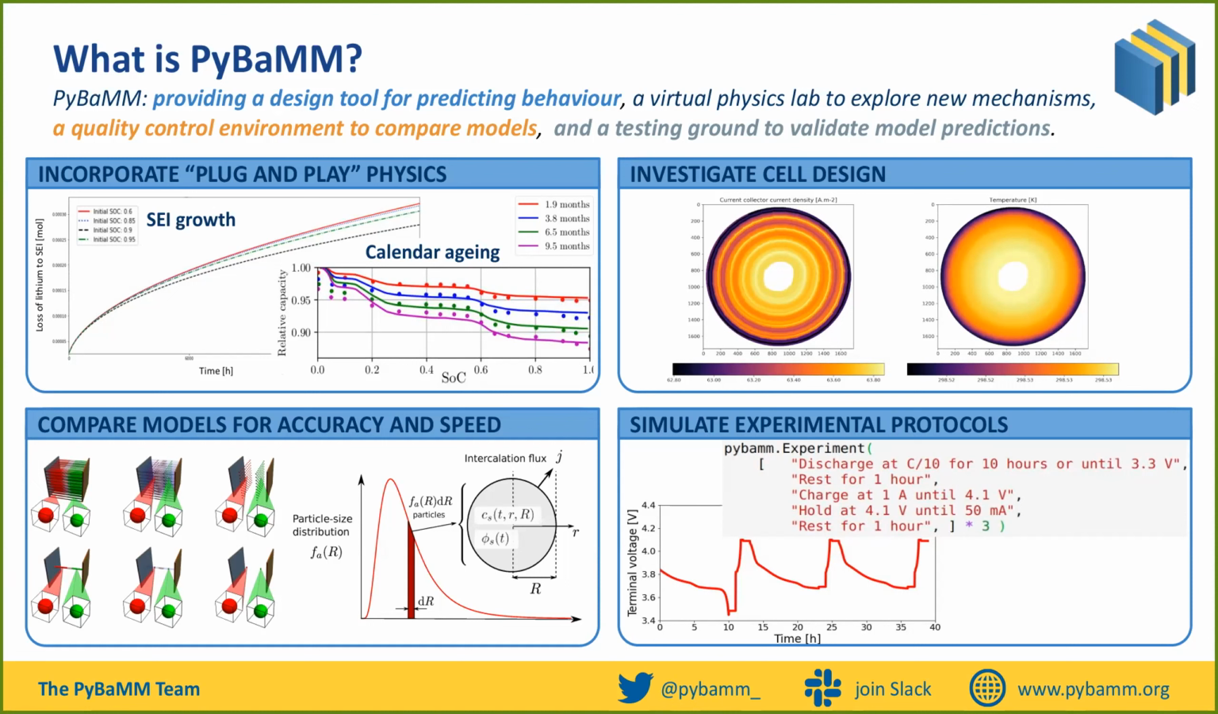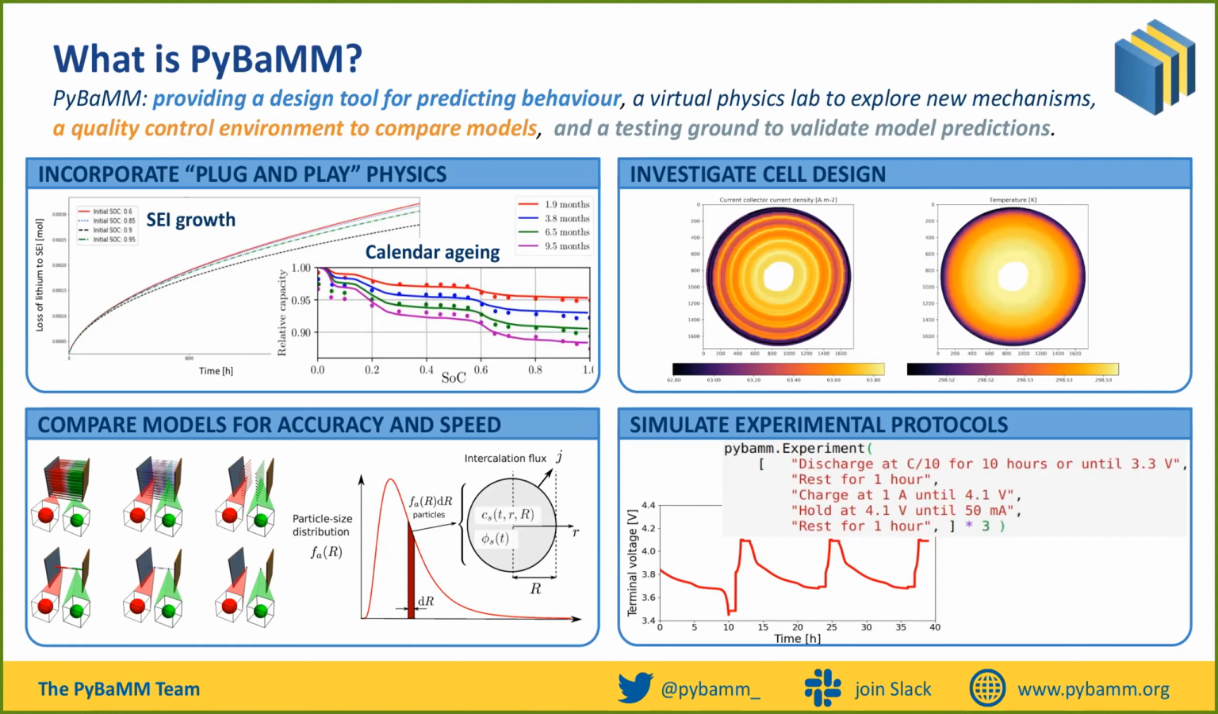So one of the things we were originally using PyBaMM for was comparing different models for accuracy and speed. A lot of the work we were doing was deriving reduced order or simplified versions of different battery models. And we were trying to understand, when is this particular model valid?